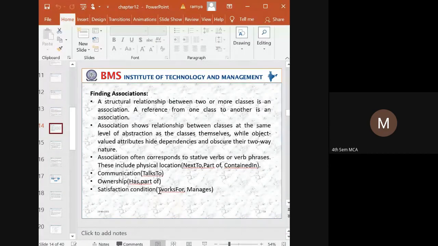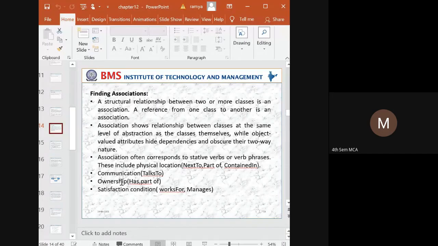So it can be a physical location. The verbs can be physical location, next to, part of, containing. These are the examples. Okay. Next, if you are taking the association in terms of communication, it can be like talks to.